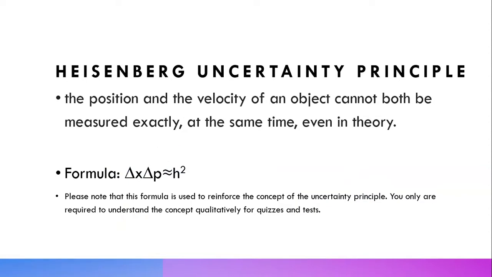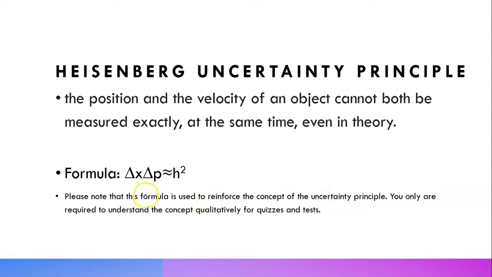The Heisenberg uncertainty principle states that the velocity and position of an object cannot be measured exactly at the same time, even in theory. Now, for this, we use this formula where delta x times delta p is proportional to h. Now, this is not a formula that's really a formula. It's just to reinforce the concept of the uncertainty principle.